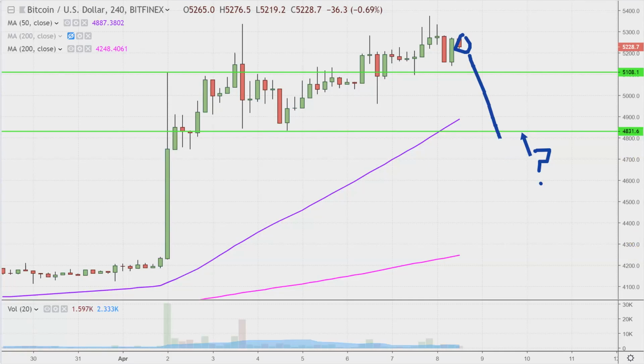But all in all, very healthy weekend. The breakout has occurred. Now it's just a question of can the price go through continued healthy consolidation or a further breakout. So let's see how the price reacts around the 5,100 over the next several hours.